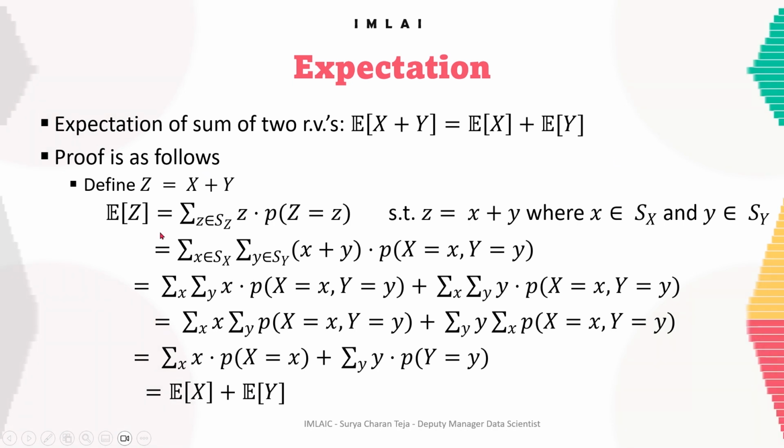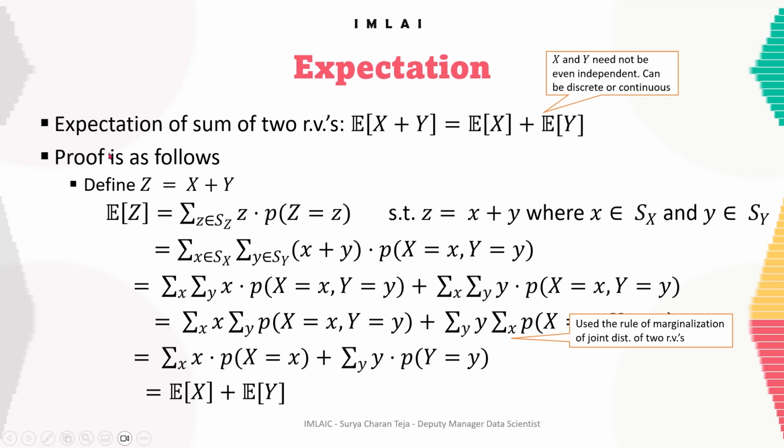So the point to be remembered is that the expectation of the sum of two random variables, E of x plus y, is equal to E of x plus E of y. And the most important point is that when you calculate the expectation of a sum of two random variables, x and y need not be independent. Even if they are dependent, the formula can still be applied, and they can be discrete or continuous. Okay.